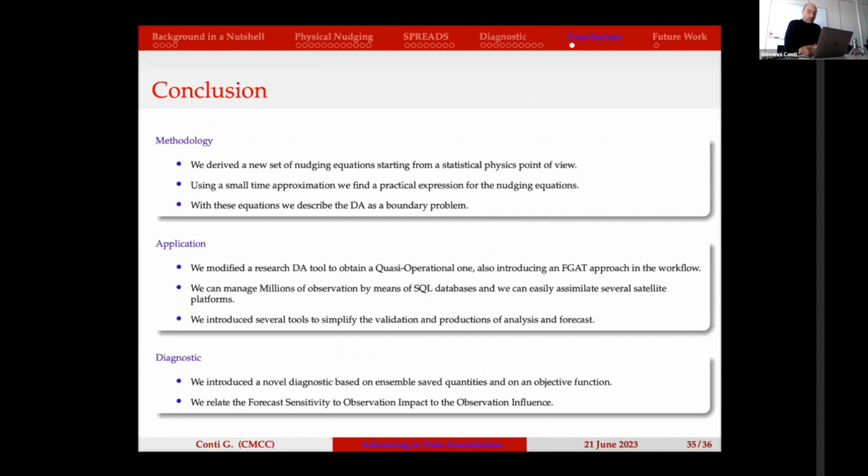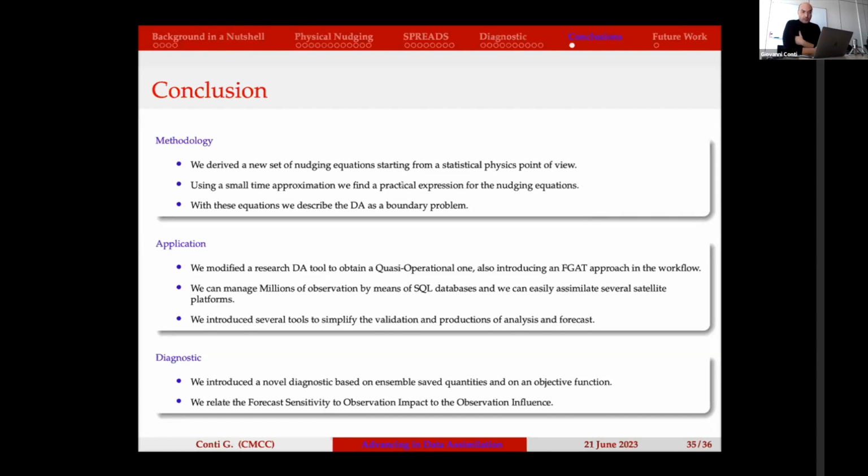And from the application, we can see that we modified our research DA tool to obtain a quasi-operational one, also introducing an FCAT approach in our workflow. We can manage millions of observations, that means SQLite databases, that allow us to easily assimilate several satellite platforms. And we introduce several tools to simplify the validation and the production of the analysis.